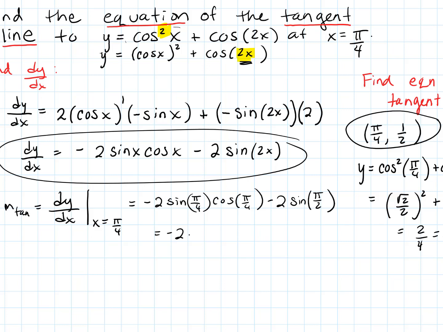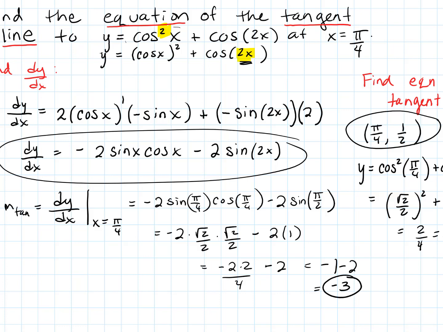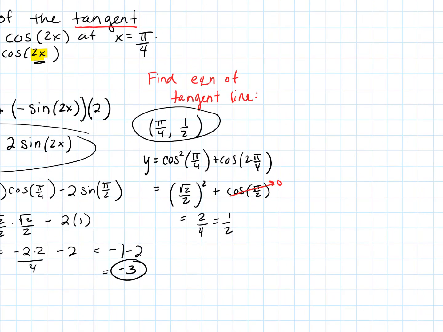And so we get minus 2 times root 2 over 2 times root 2 over 2, since the sine of pi over 4 is root 2 over 2 and the cosine of pi over 4 is root 2 over 2, minus 2 times the sine of pi over 2, which is 1. So we end up with minus 2 times 2 over 4, minus 2. What do we get there? Minus 1 minus 2, and my slope is negative 3. So we've got our point and our slope. Let's put it all together now.